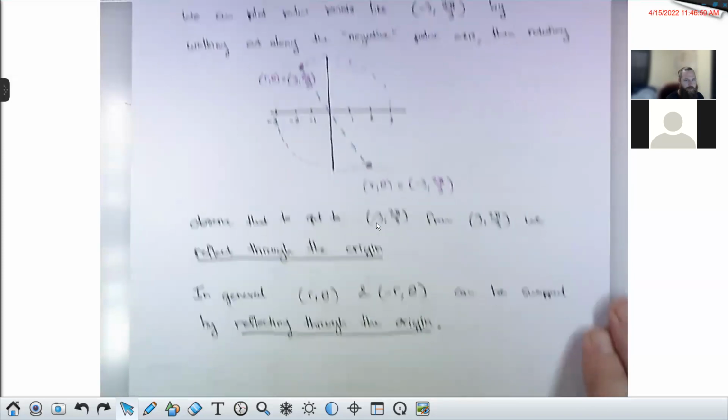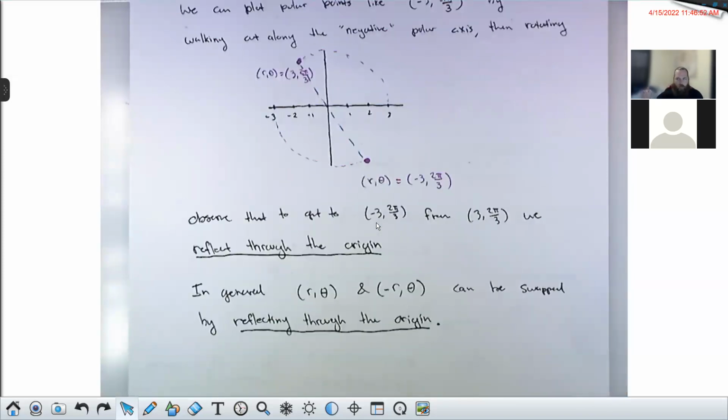And this is a big deal. You might say, why? Why not just use positive values for R all the time? Many answers to that. The first of which, and most important, is that we're going to study functions like R equals f of theta. And sometimes those functions are going to spit out negative numbers. So you got to know how to deal with the R value being negative.